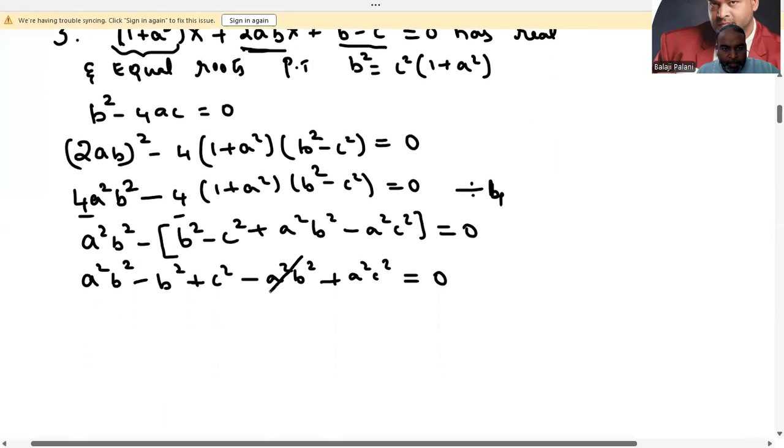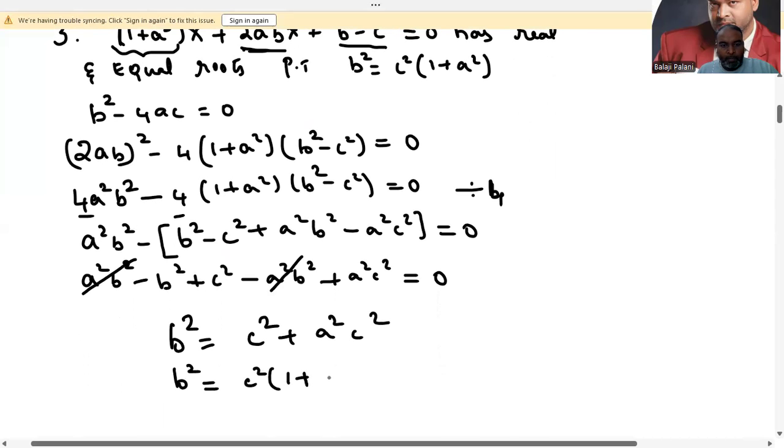The a square b square like terms cancel out because of the opposite signs. Now what do we want? We want b square. So take it to the other side, okay? b square is equal to c square plus a square c square. Take c square common, 1 plus a square.